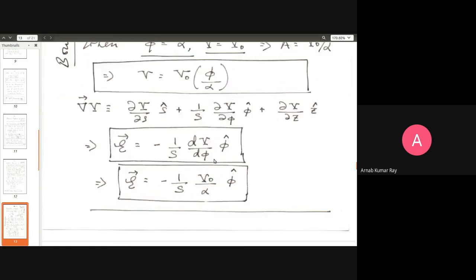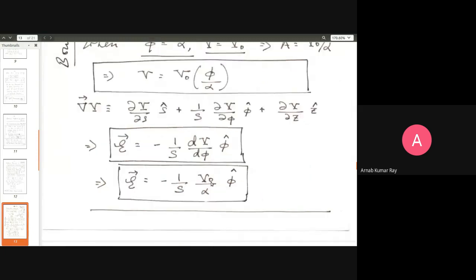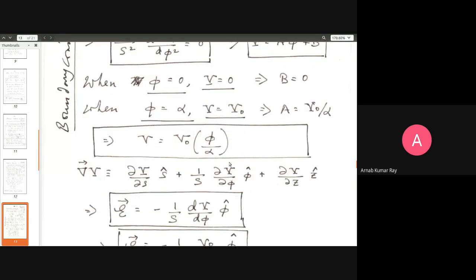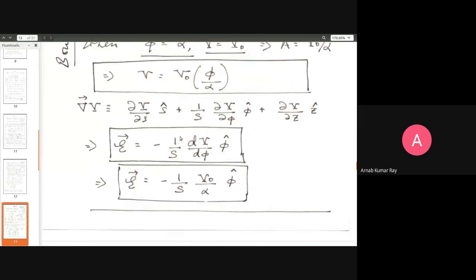And what is dV/dphi? dV/dphi will be equal to V naught by alpha. You take the derivative of this equation, dV/dphi is V naught by alpha, so E is minus 1/s, V naught by alpha, phi-cap. That is the solution of Laplace's equation, how you find the potential and the electric field in terms of the phi coordinate. That is how you do it.